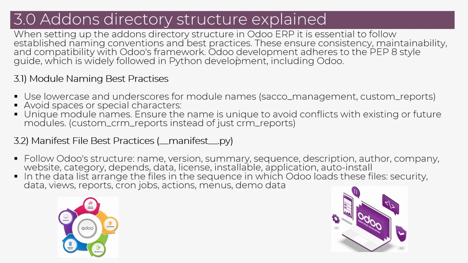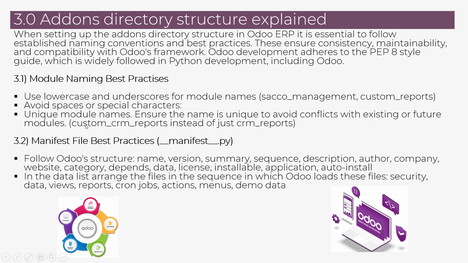So when setting up the add-ons directory structure in Odoo ERP, it is essential to follow established naming conventions and best practices. These ensure consistency, maintainability, and compatibility with Odoo's framework. Odoo development adheres to the PEP 8 style guide, which is widely followed in Python development, including Odoo. So for the module naming best practices, use lowercase and underscores for module names. For example, for a module called Circle Management, you put it in lowercase and also you put underscores. Avoid spaces or special characters. For unique module names, ensure the name is unique to avoid conflicts with existing or future modules.